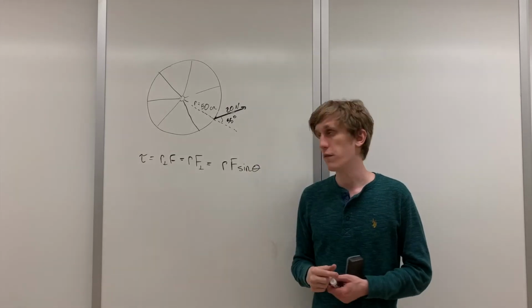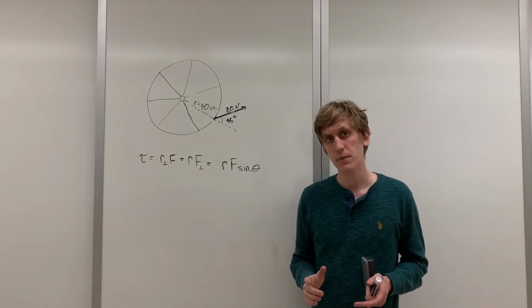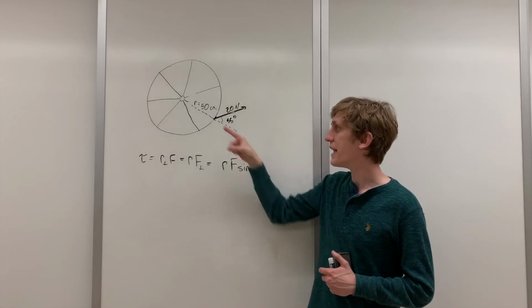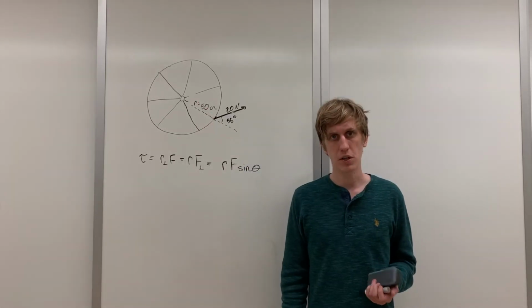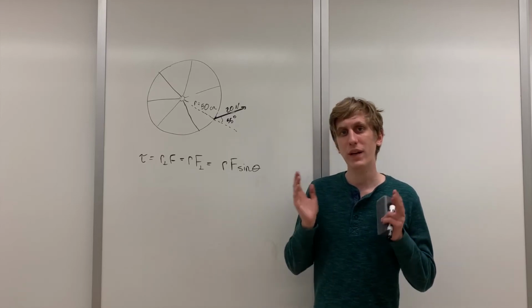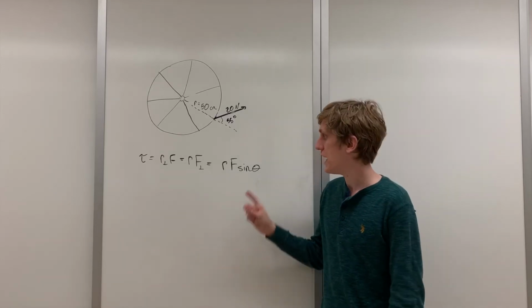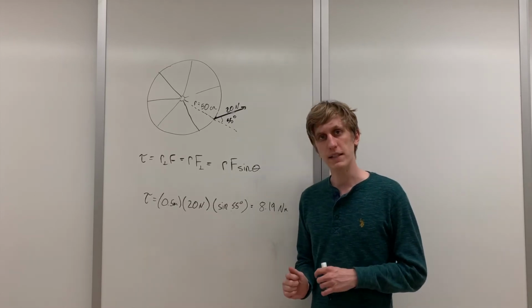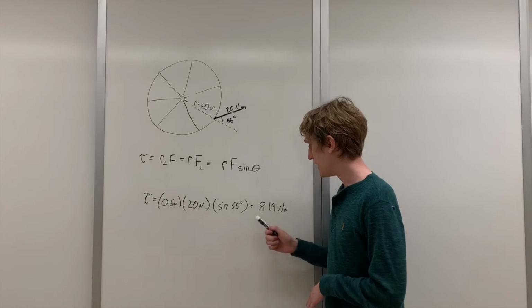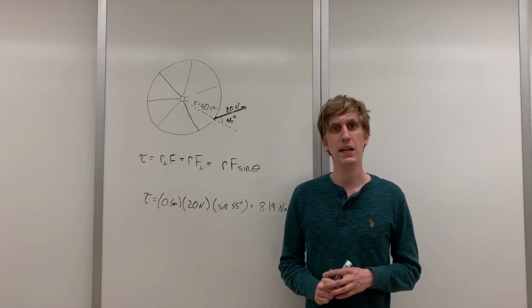The strength of the force is equal to 20 newtons. The location that the force is acting is 50 centimeters away from the center of rotation. And the angle between the moment arm and the force is 55 degrees. So the torque on this bicycle wheel due to this force is 8.19 Newton meters.